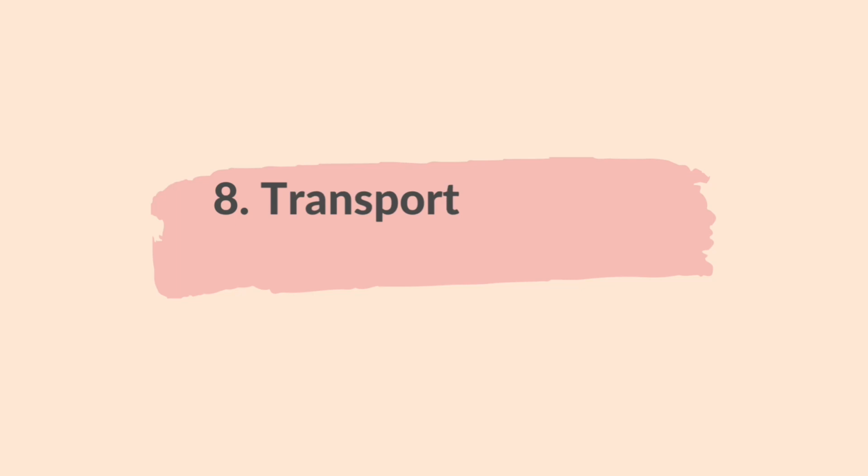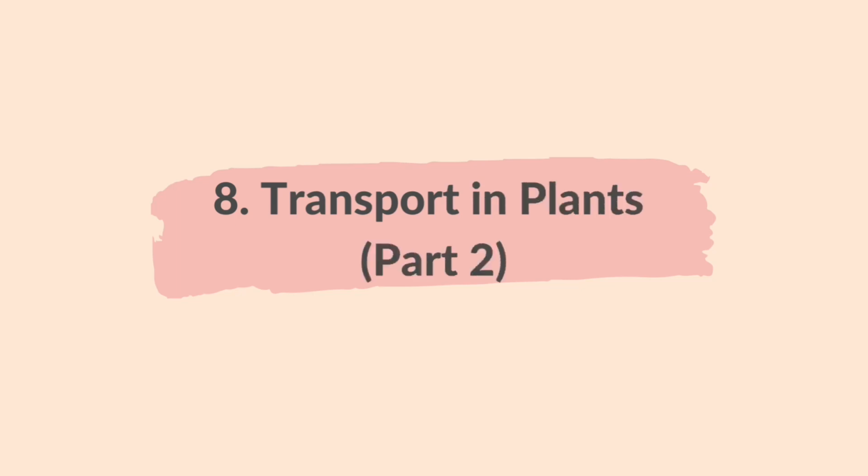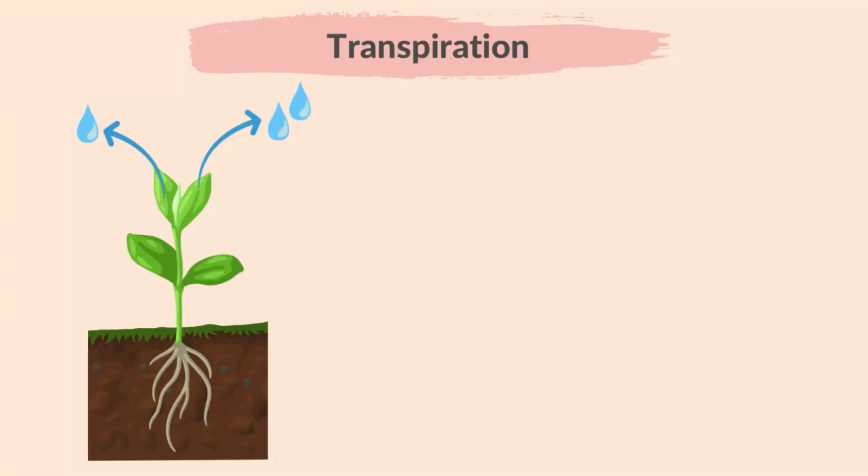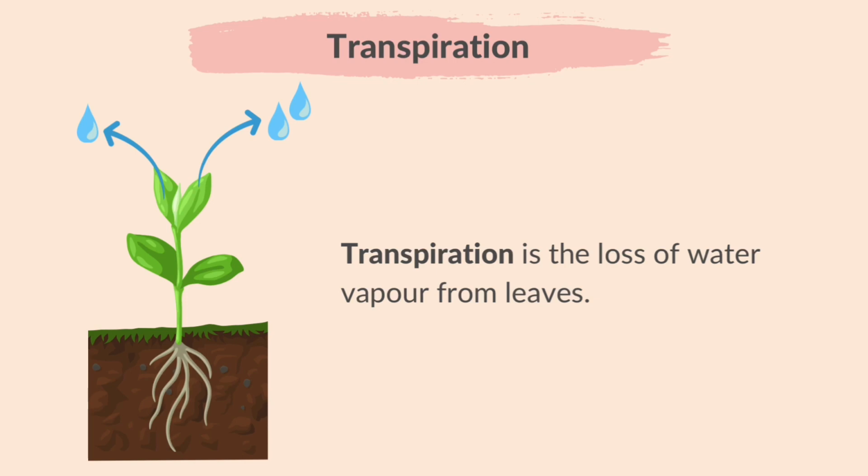This video summarizes part 2 of chapter 8, Transport in Plants. Let's talk about transpiration. Transpiration is the loss of water vapor from leaves.